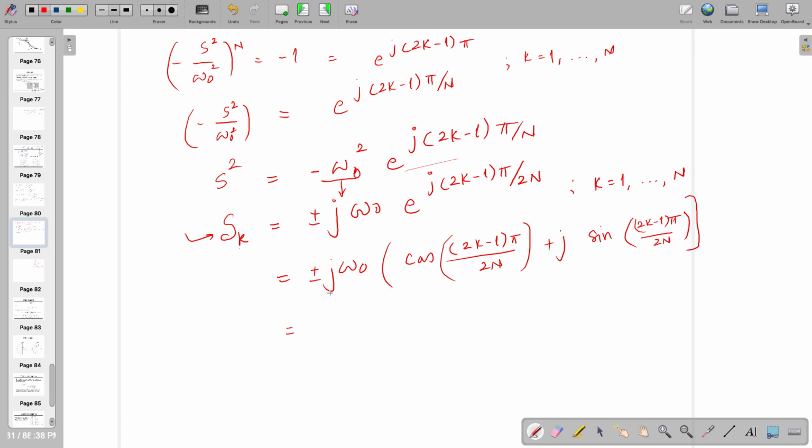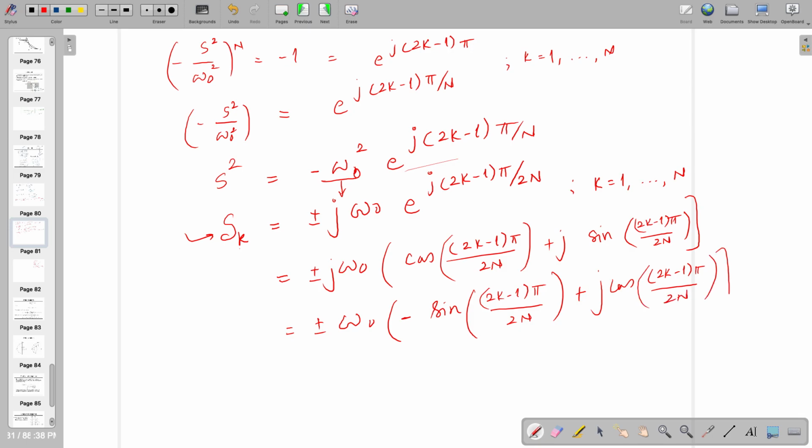Now I can take this j inside so that things will be easier for me, where this becomes minus sine (2k minus 1)pi by 2n plus j cos (2k minus 1)pi by 2n. All correct? If you are finding a mistake, just let me know. Sometimes I make mistakes here.